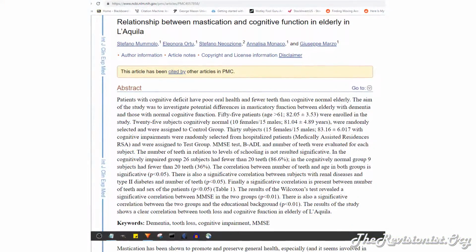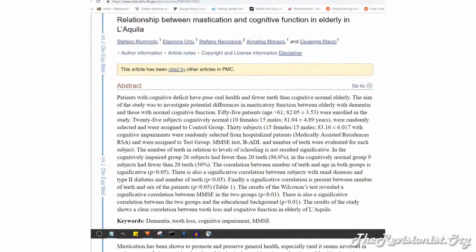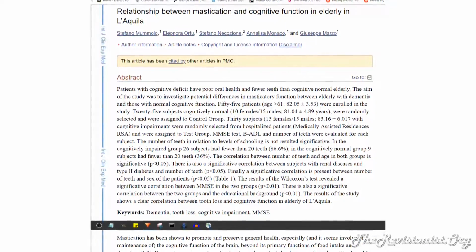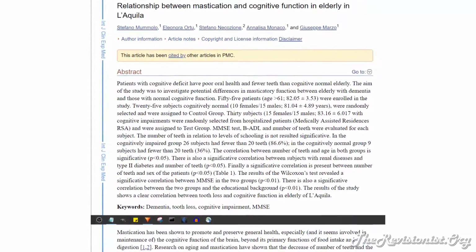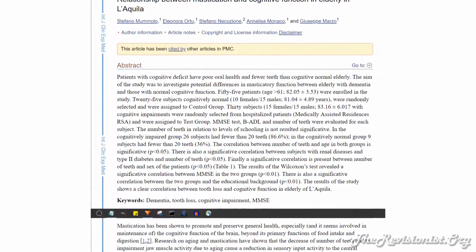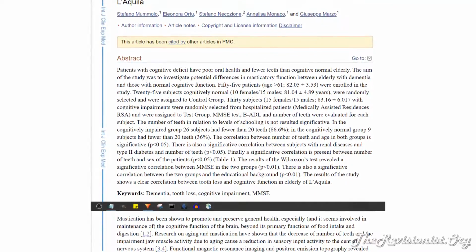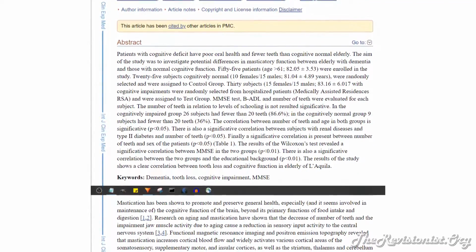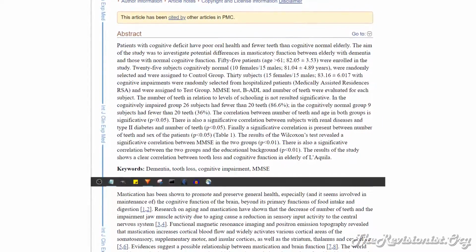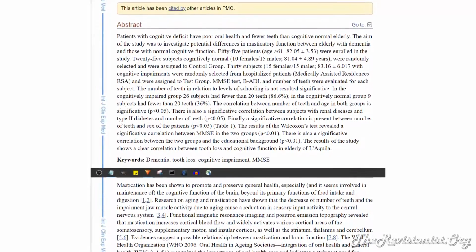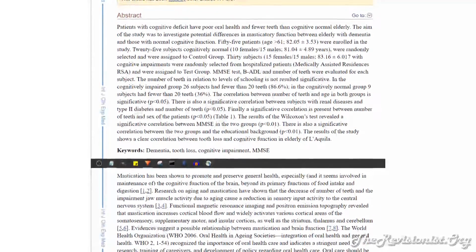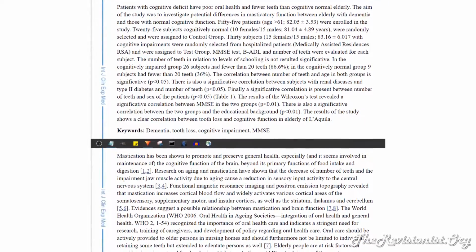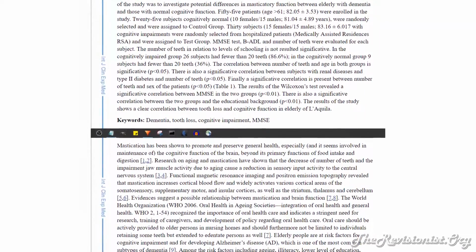One study showed a correlation where people with fewer remaining teeth had lower levels of cognitive function and a higher risk for acquiring dementia. The reason why this correlation exists is because our brain derives a lot of beneficial stimulation from the oral region of our body. And so, chewing is one action that provides that stimulation. But with a fewer number of teeth, one may conclude that mastication is decreased, and likewise the beneficial brain stimulation is decreased. Research on aging and mastication has shown that a decrease in the number of teeth and the impairment of jaw muscle activity due to aging causes a reduction in the sensory input activity to the central nervous system.